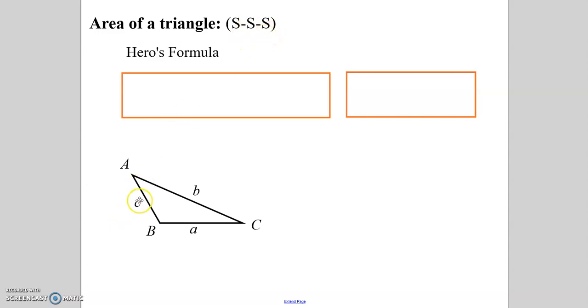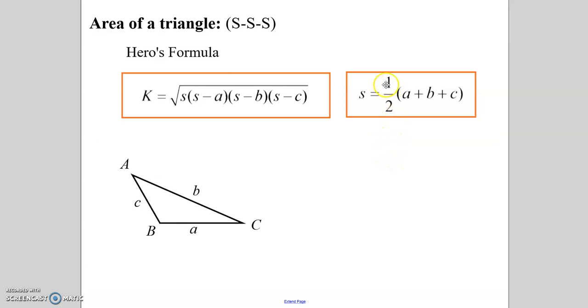So if you just know side lengths A, B, and C, you can use this formula right here. K stands for area, and is equal to the square root of S times S minus A times S minus B times S minus C. Here, A, B, and C are these three side lengths. But what is S? Well, S is actually called the semi-perimeter, and the formula for S is 1/2 of A plus B plus C. You'll notice A plus B plus C is the perimeter of this shape. When you take half of the perimeter, that is called the semi-perimeter.